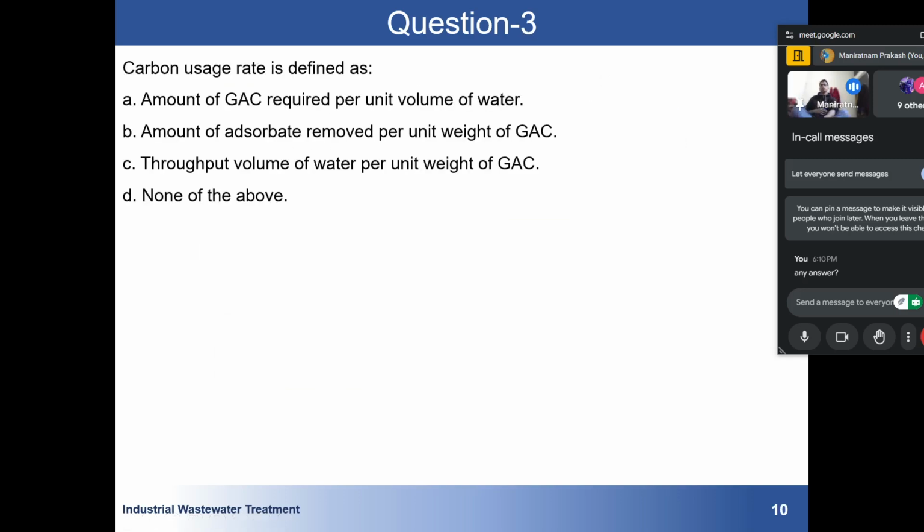the third question is: carbon usage rate is defined as. Again, this is a theory part. If you have any kind of doubt, you can write in the chat box. If someone is waiting for me to ask questions at the end of the session, we might not have any time, because I will end the session at 8 p.m., maximum 8:05. So don't wait for the session to end. You can just ask here. I am giving you full independence.